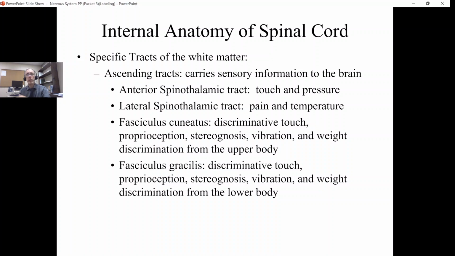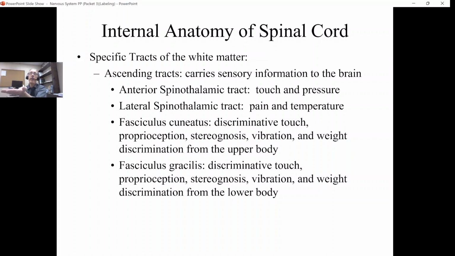Vibration is vibration, so anything that's touching your body that's vibrating is going to go up through the posterior column tracts, the fasciculus cuneatus and the fasciculus gracilis. The fifth modality is known as weight discrimination. So again, you would close your eyes, we would put something in your hand and say, how much does this weigh about?